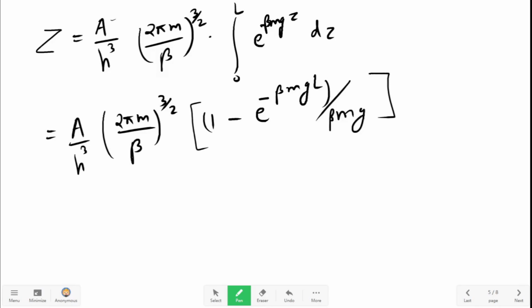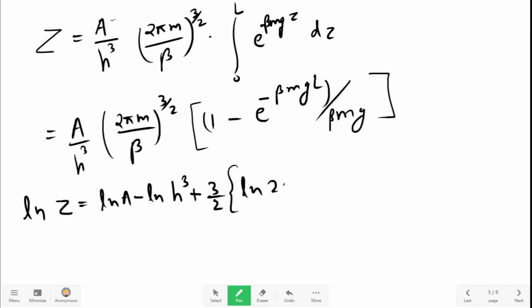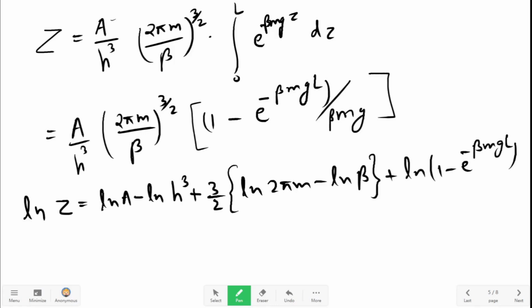Now we will take ln of this. ln Z is equal to ln A minus ln h cube plus 3 by 2 ln of 2 pi m minus ln of beta, plus ln of 1 minus e raised to minus beta mgL, minus ln of beta, minus ln of mg.